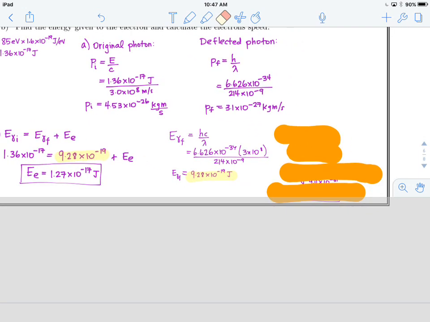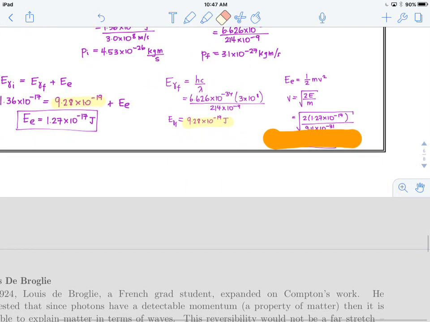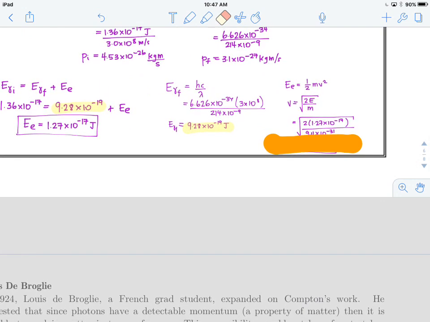Finally, it says calculate the electron speed. We can say that's going to be 1/2 mv squared. We rearrange that formula, and we come up with our answer. And of course, when we do this, we're hoping that our answer is not going to be above 3 times 10 to the 8th, because that's not possible. And we get 5.3 times 10 to the 6 meters per second, which is good. That's a good result. That's a good way for you to check your answers.